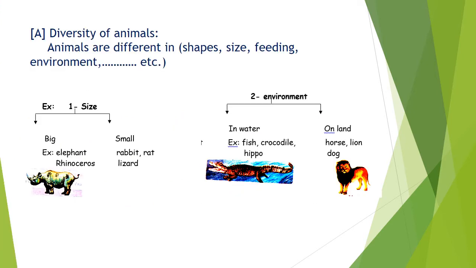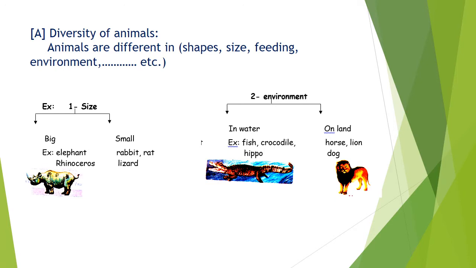First, diversity of animals. Animals are different in shape, size, feeding, environment, etc. Example, animals are different in size. We have big animals and small animals. Big like elephant and rhinoceros. Small like rabbit, rat and lizard.